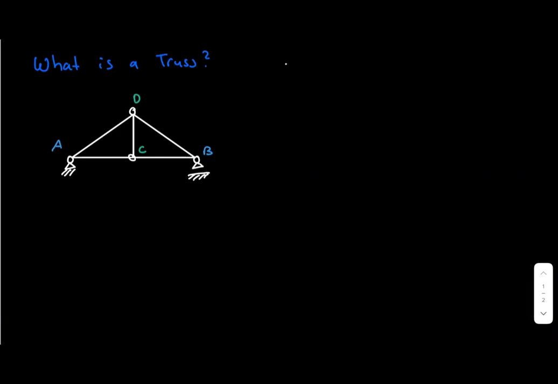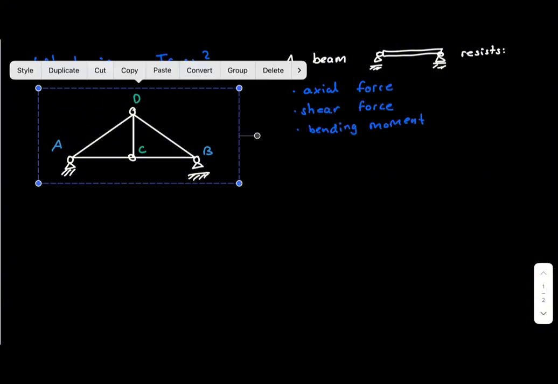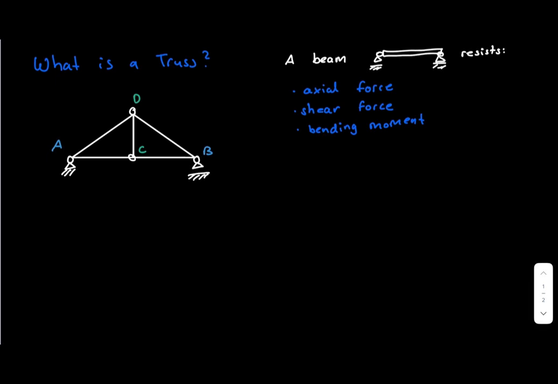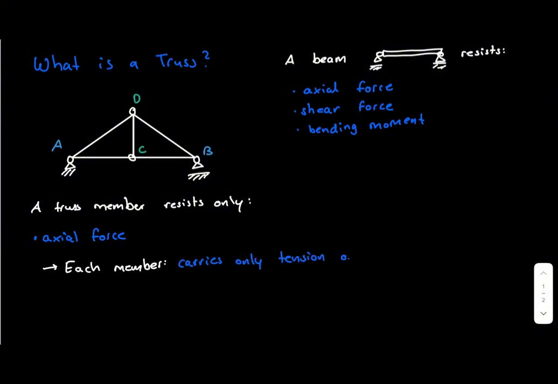Today we're starting a brand new chapter in statics, trusses. Until now, we've worked with beams. Beams can resist axial forces, shear forces, and bending moments. Trusses are different. In a truss, every member carries only one type of internal force, an axial force. That force can either be tension or compression.